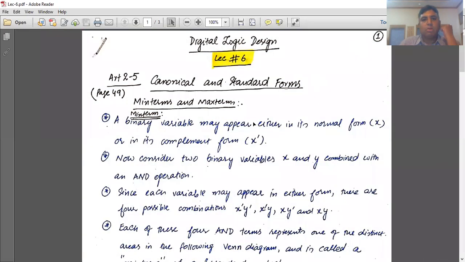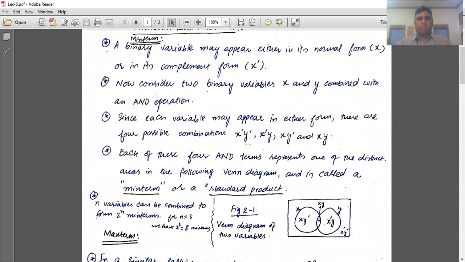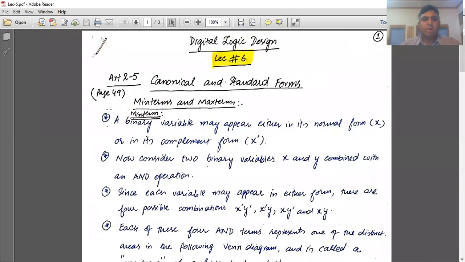Okay, in this lecture, we are going to cover Article 2.5, which is canonical and standard forms, also called min terms and max terms. So first, some definitions or theoretical part is written here. What is a min term?